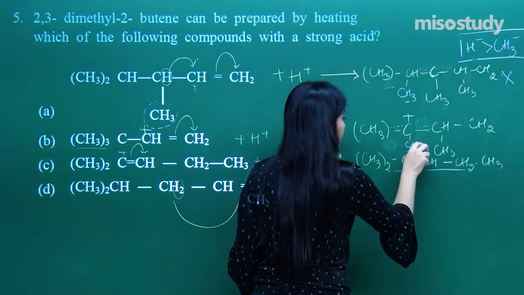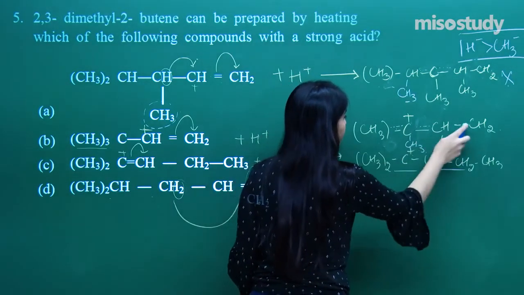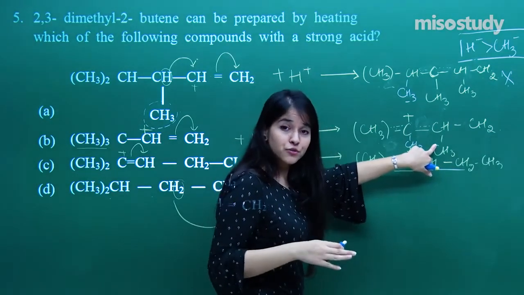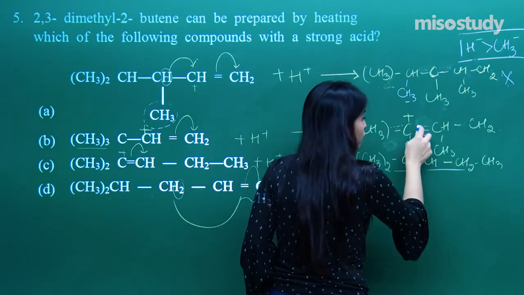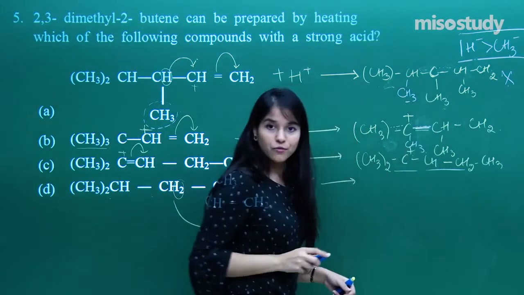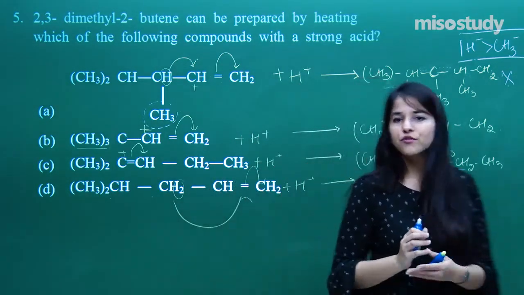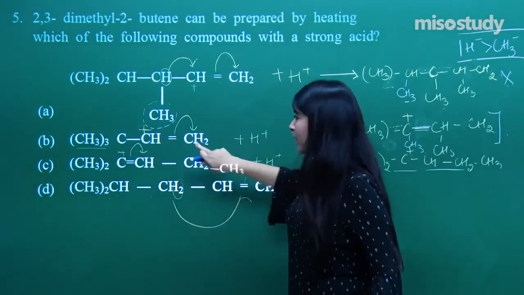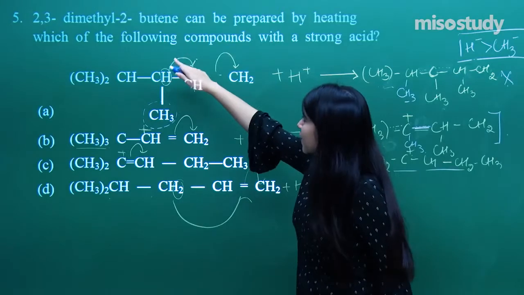Let me just have a methyl over here. 1, 2, 3, 4. 2,3-dimethyl butene. As I told you, there is a possibility of a double bond over here. So we can have a double bond over here. So the answer would definitely be this, having the least number of carbons, resulting in 2,3-dimethyl butene.